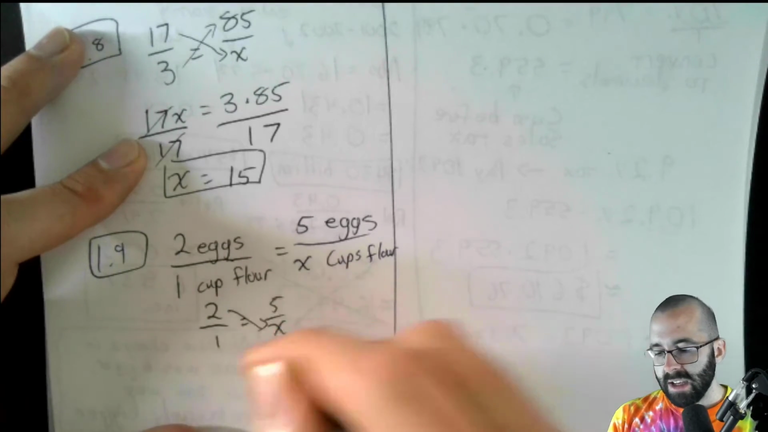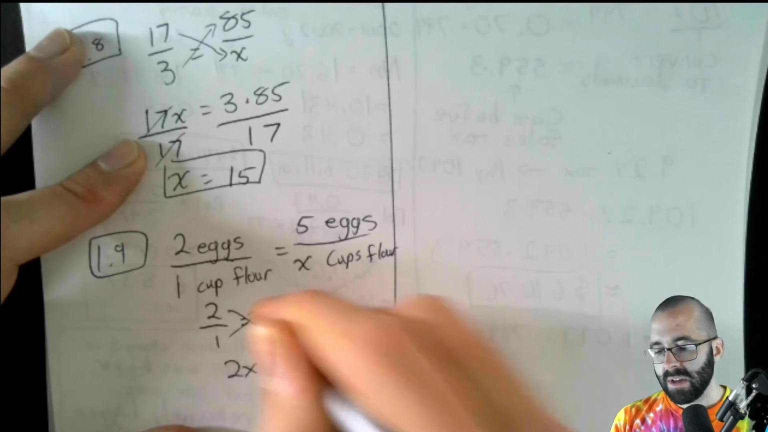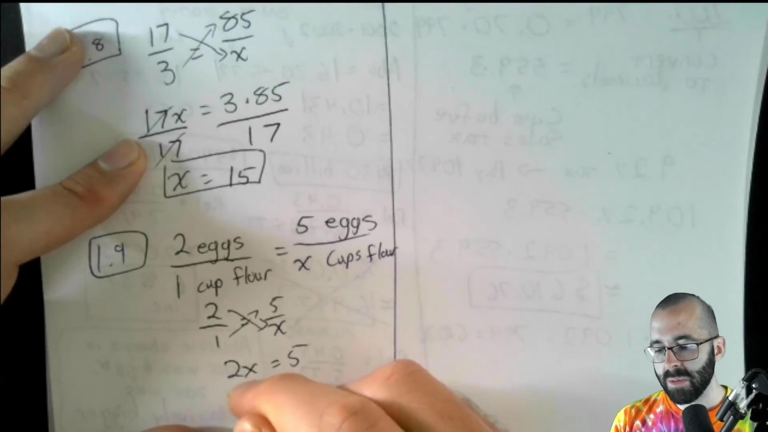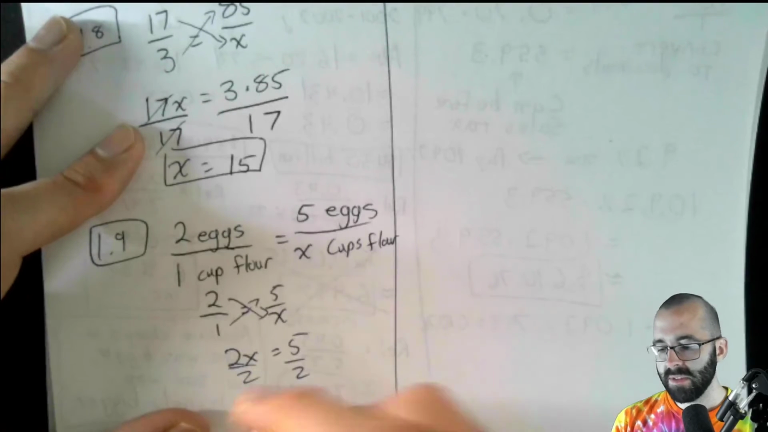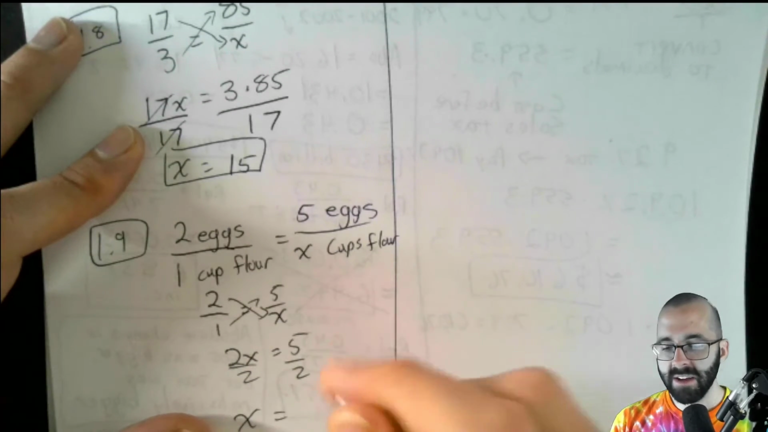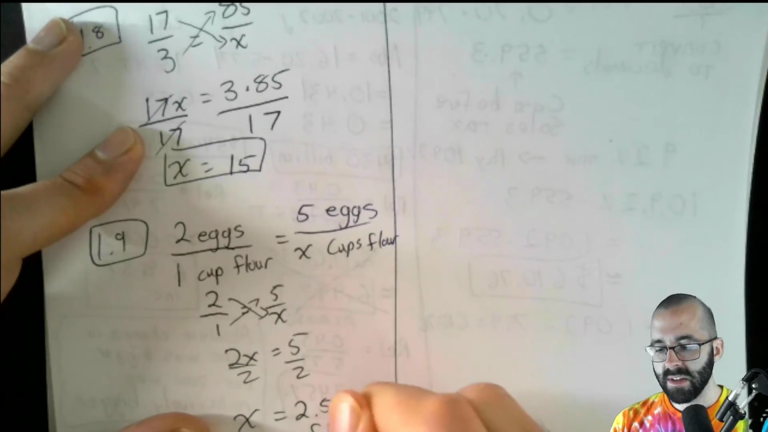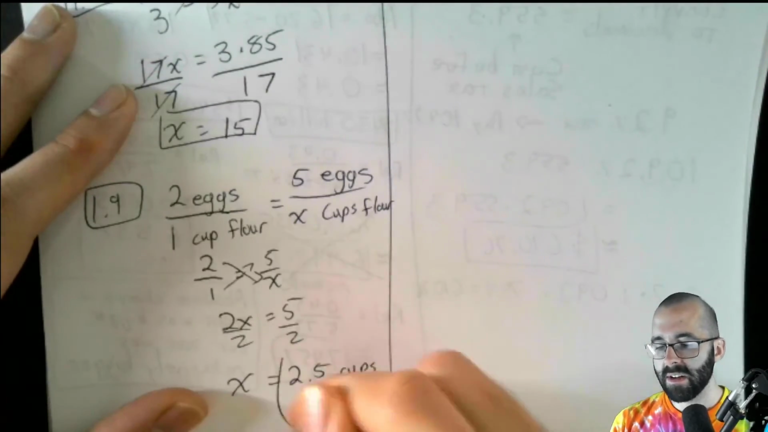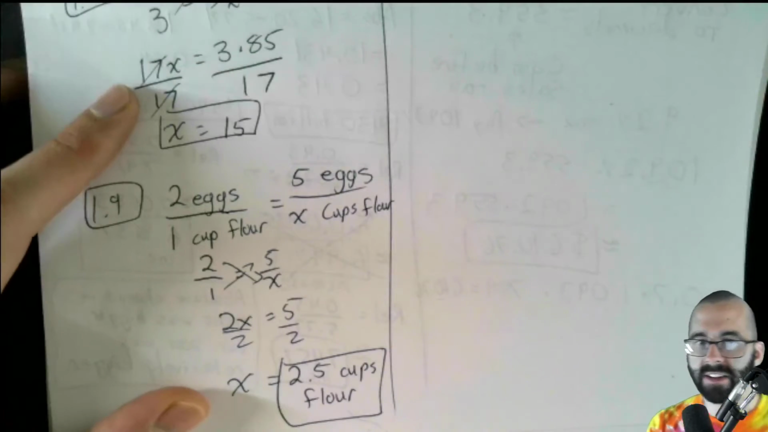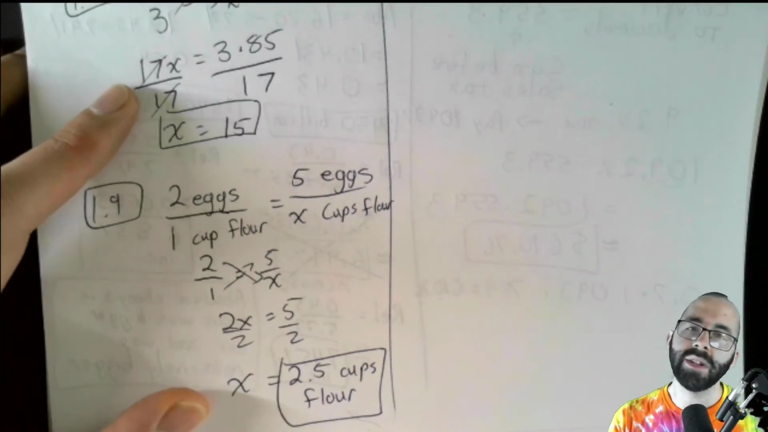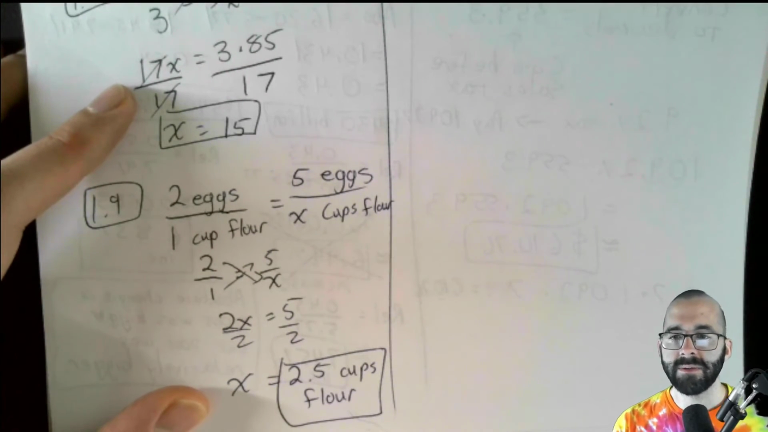So we cross multiply again. We're going to get 2 times x equals 1 times 5. Divide both sides by 2. And we're going to get x equals 5 halves, or 2.5 cups of flour as our final answer. Okay, there'll also be 2.5 cups of milk in this new recipe.